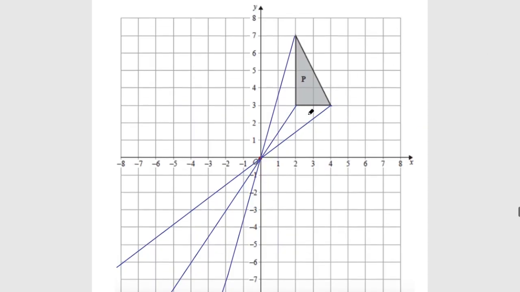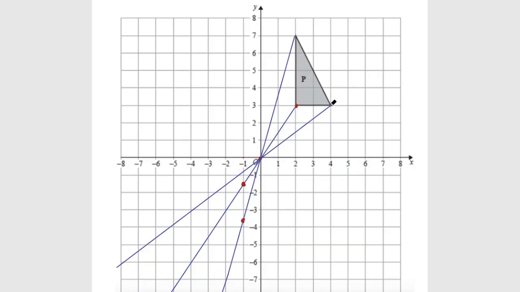So let's start off with this first point on the shape P. This is at 2, 3. So if I enlarge that by -1/2, I need to halve both of those and then they become negative. So 1/2 of 2 is 1, so -1, and then 1/2 of 3 is -1.5. So that point is going to be here, right on that line, as it should be. This point here is 2, 7. So 1/2 of 7 is -3.5, and 1/2 of 2 is -1. So that point's going to end up here.